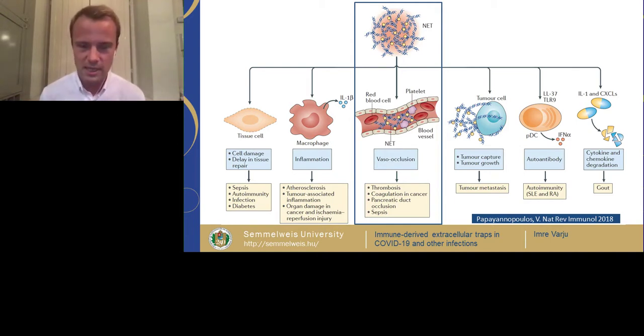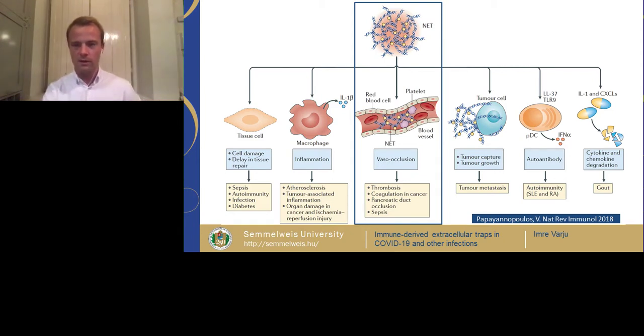On the right, you can see that NET formation has been detected in certain tumor progressions in tumor beds, and also enabling tumor cells to stick to a certain tissue and to proliferate, and therefore they have been a candidate player in metastasis formation. We can see how NETs can trigger autoantibody formation, and also how they interplay with the complement system to work together towards the formation of gout. So this is really just a cherry-picked selection of diseases and pathological conditions in which NETs play a role. Let's just zoom in the middle here.